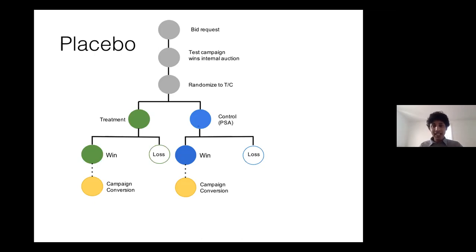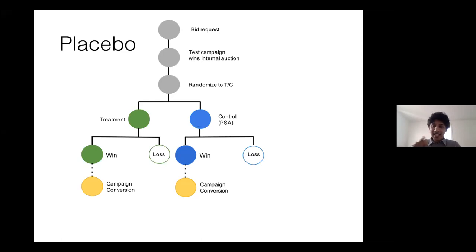On the control side, when we send the same thing, we basically send the Save the Turtles ad to the exchange. And if it wins, once again, we take the user ID and we go to the Dove soap ad and see whether that person went and bought Dove soap. And if that person bought Dove soap, then that person would have bought Dove soap anyway.